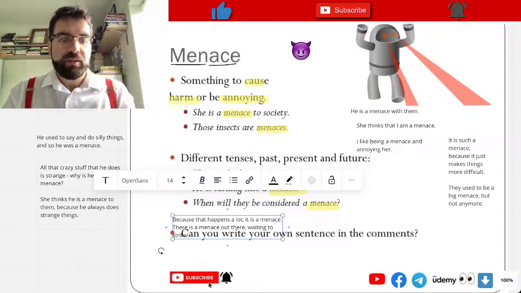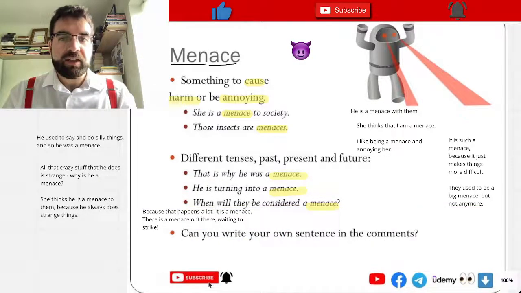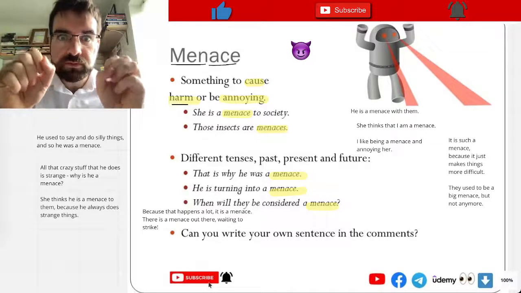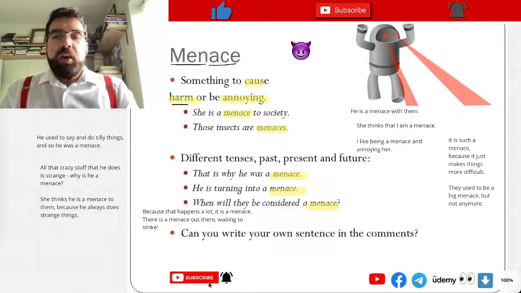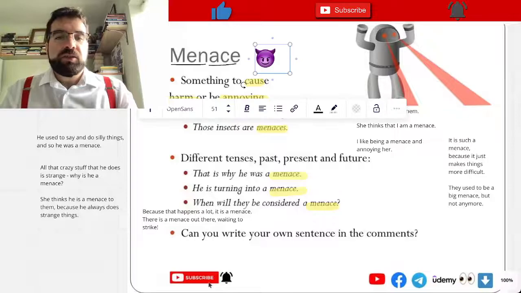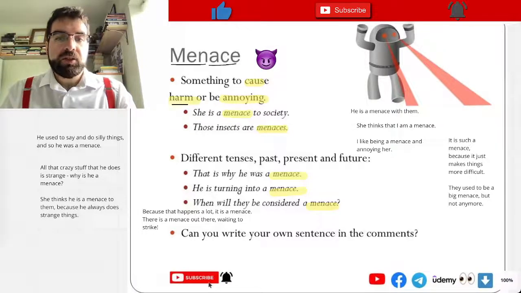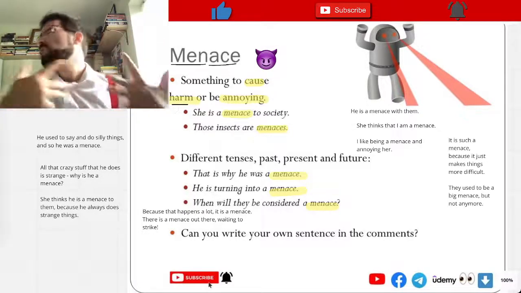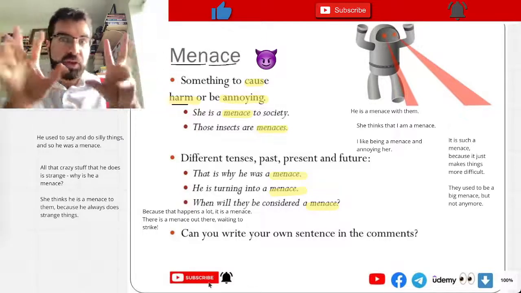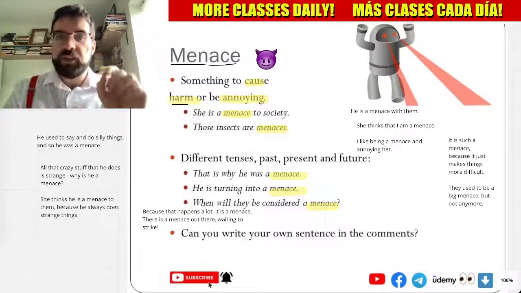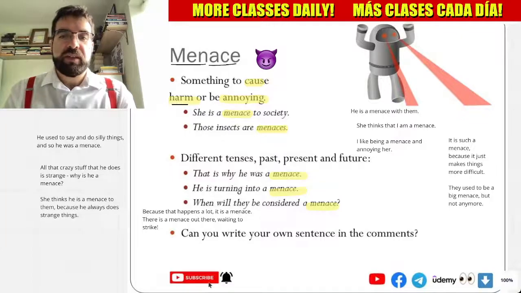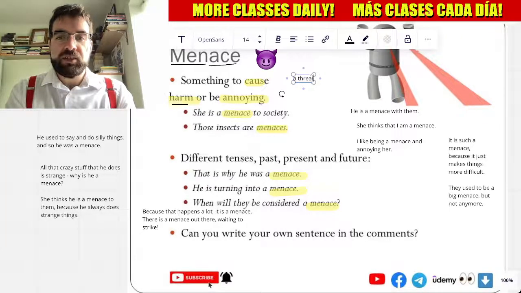Strike, like a danger or harm. But menace: something to cause harm or annoyance, or a threat. Something out there, a threat of sorts, or a danger.